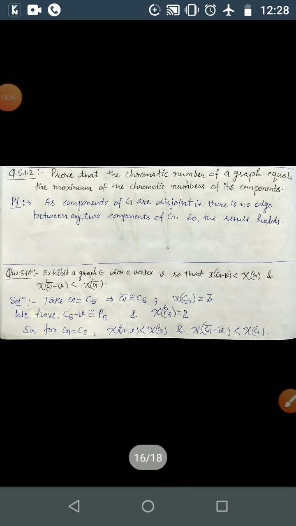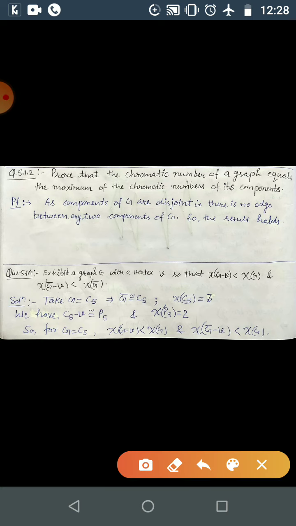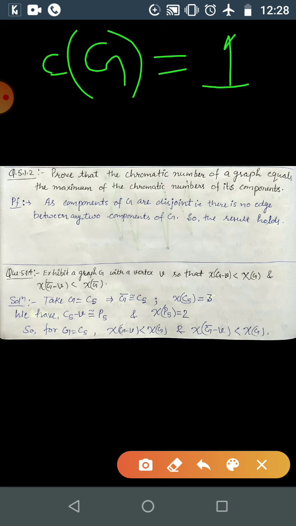Now come to problem number 2. This is from unit 2. Prove that the chromatic number of a graph equals the maximum of the chromatic numbers of its components. So for a graph G, if it is connected, how many components will there be? Only one. The number of components you can represent by C of G or K of G, whatever. If G is connected, then the chromatic number is the maximum over this one, that is G only.